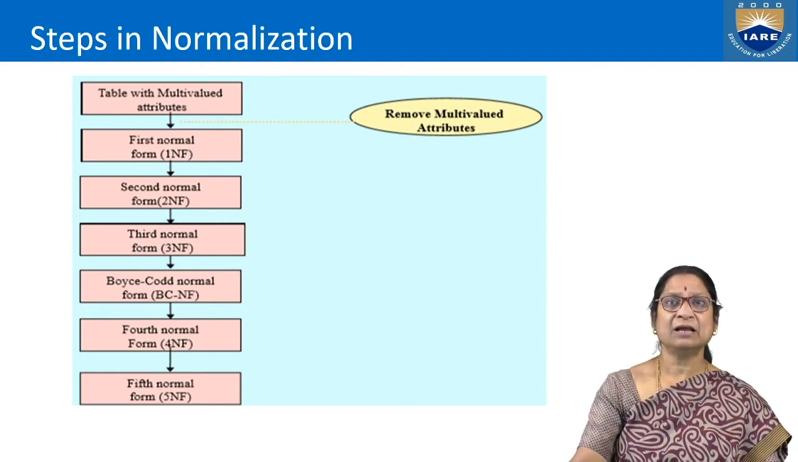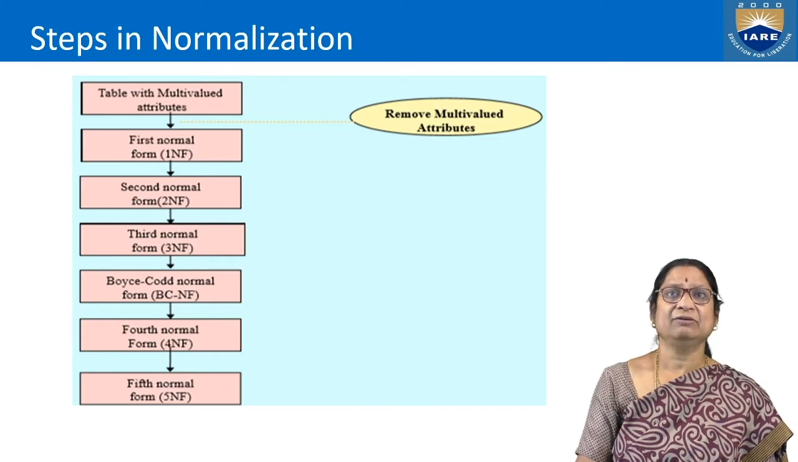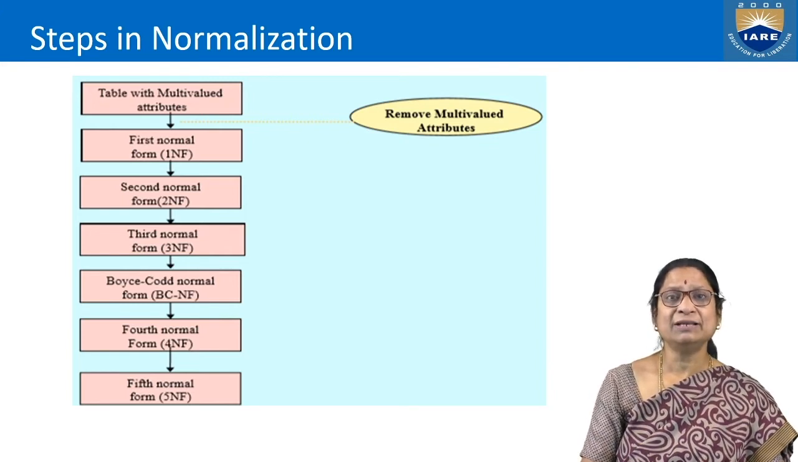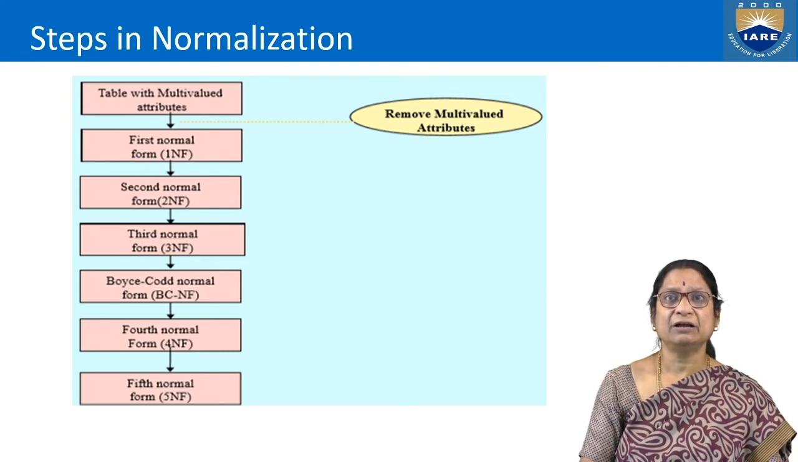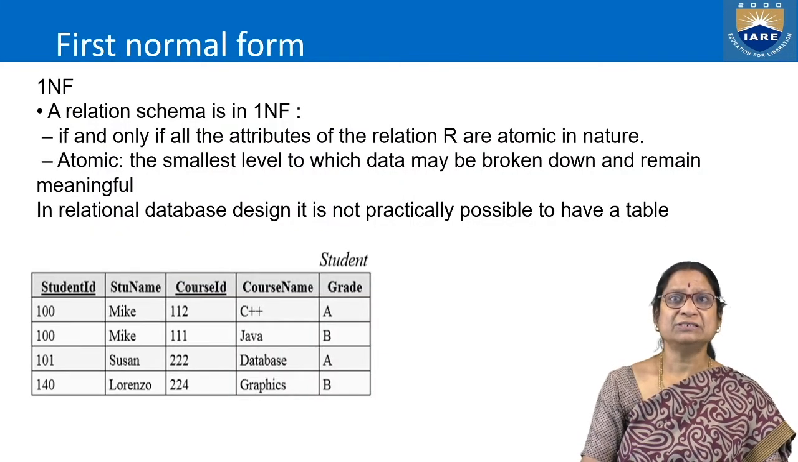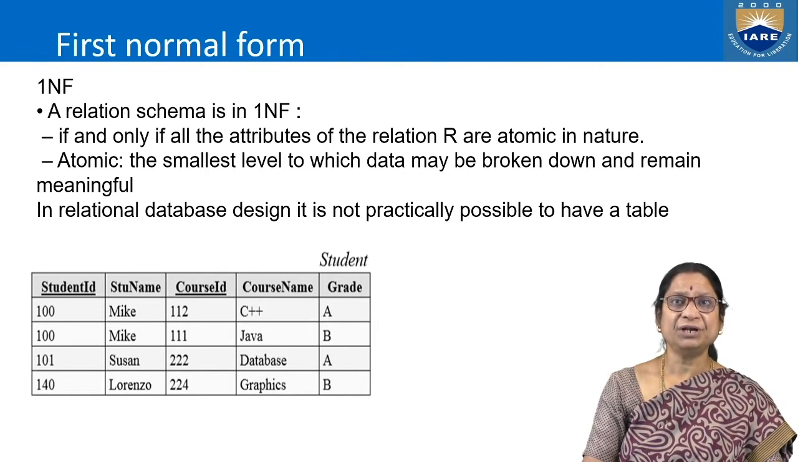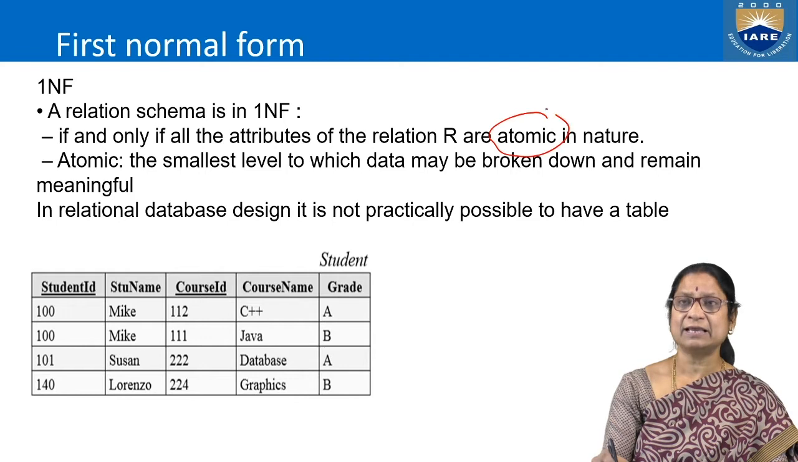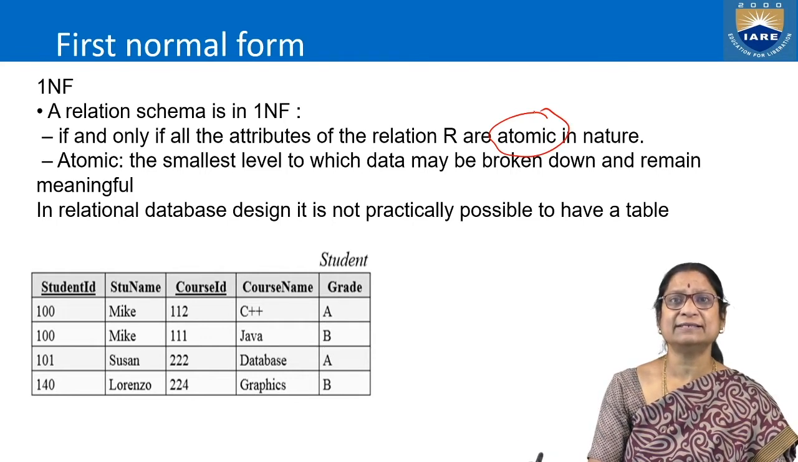So what is the first step? For tables or relation schemas having multi-valued attributes, those multi-valued attributes must be removed. That is the first normal form. A relation schema is in 1NF if and only if all the attributes of the relation are atomic in nature. What is meant by atomic? Atomic means single valued, or we may define it as indivisible. Indivisible means single valued; it cannot be divided further.